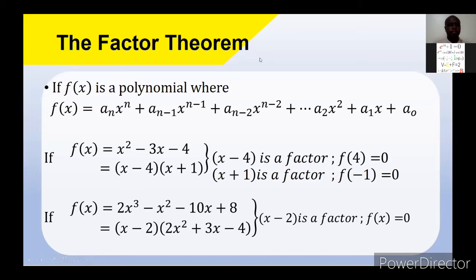Now, the factor theorem, what are we talking about? If we have an n degree polynomial and we want to find out whether something is a factor or not, this is extremely simple. So we are going back to what Chevanese stated before. Let's look at the first polynomial here: x squared minus 3x minus 4. When we factorize this, we'll get x minus 4 times x plus 1. Here we are saying that x minus 4 is a factor. Therefore, f of 4 is equal to 0. Now, that is straightforward.